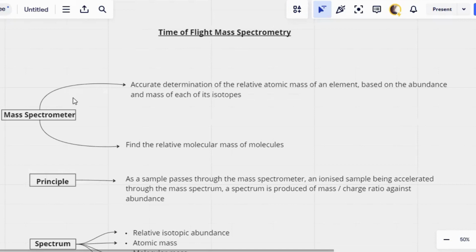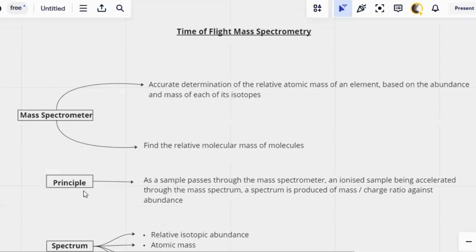Mass spectrometry is a powerful analytical technique, and this instrument, the mass spectrometer, is the most important and useful instrument for accurate determination of the relative atomic mass of an element based on the abundance and mass of each of its isotopes. Moreover, it is also used to find the relative molecular masses of molecules.